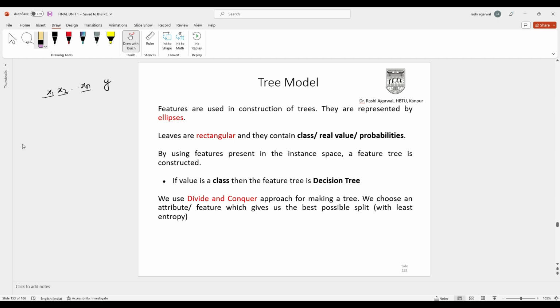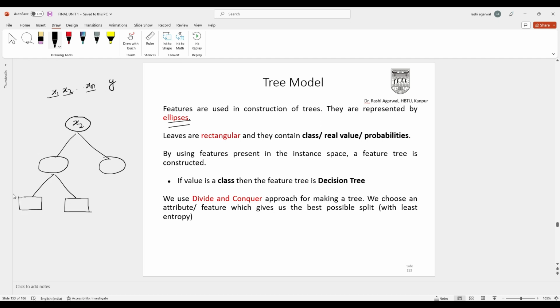Out of these, I will choose one to be the root node. Suppose my root node is x2. There are various algorithms to find the root node, and we will talk about that in the specific lecture on decision trees. Now suppose I find that x2 is my root node. This will always be represented as an ellipse. Leaves are rectangular. There could be various levels, and ultimately I'll have some decisions here.